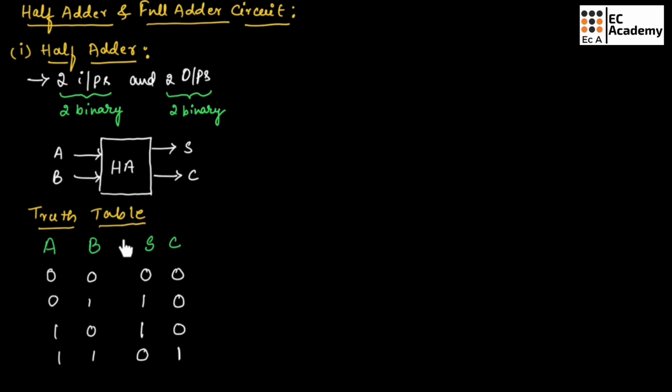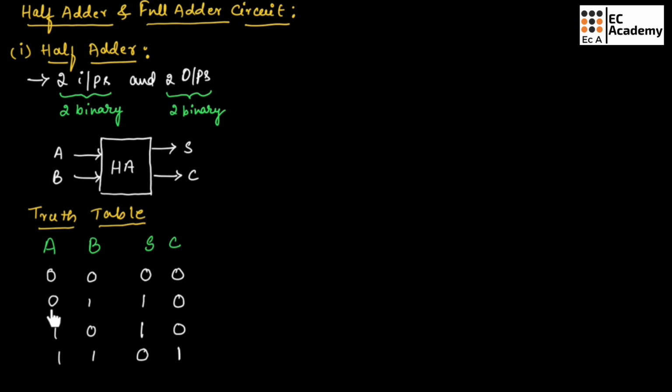Now using this truth table, we need to write the logic circuit for half adder. To write the logic circuit, we need to write the Boolean expression. To write the Boolean expression, we need to see where we are getting the output as 1. For sum, we are getting output 1 here and here. So correspondingly, we need to write the input variables. For this one, we have input as 0, 1.